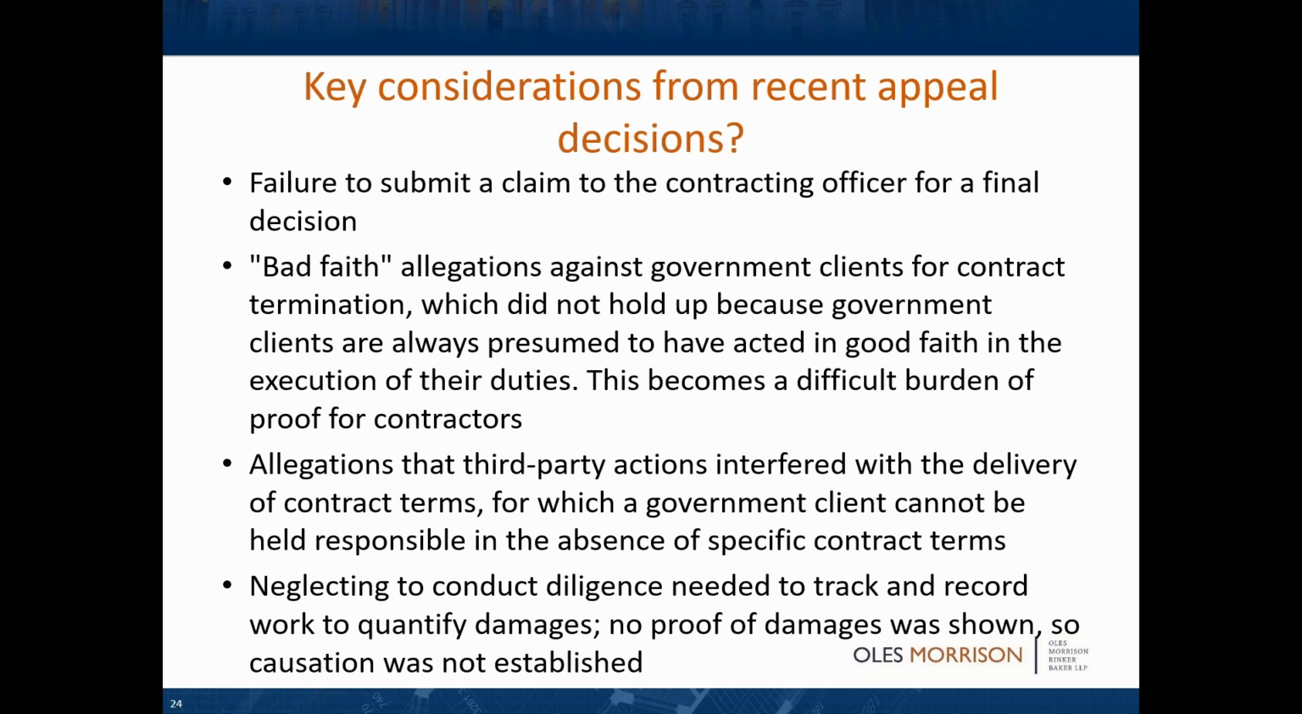Key things to consider: you've got to submit a claim to the contracting officer for final decision. You may think it's a claim, but does it assert a sum certain as a matter of right? Does it ask for a contracting officer's decision? You have to make sure you hit all of those. And make sure you've asked for all the money you're entitled to, because it's too late once you've submitted your claim to make it bigger.